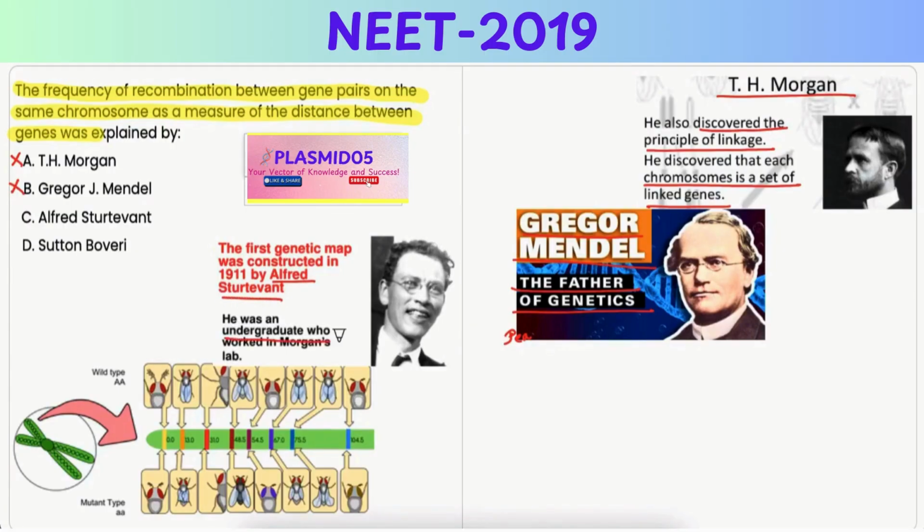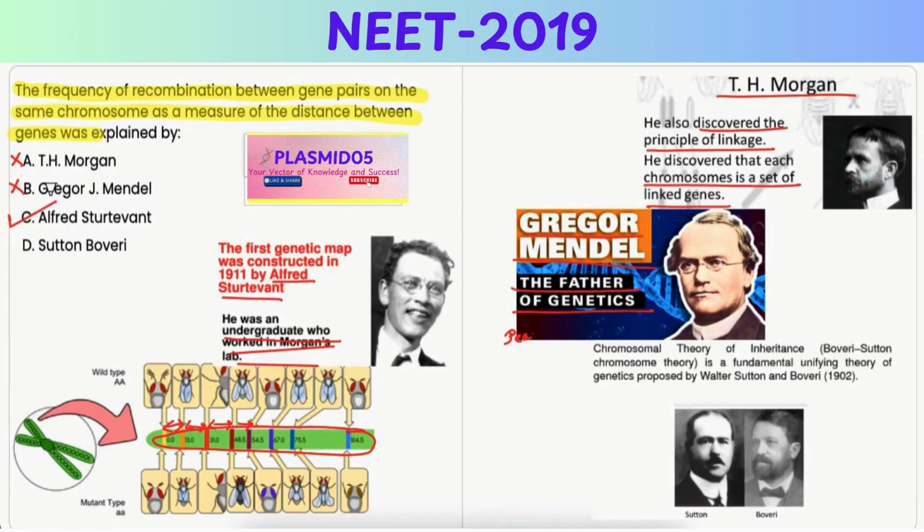Morgan developed the concept of using recombination frequency to measure the distance between genes present on the same chromosome. He created the first genetic map based on recombination frequencies, and he established that the frequency of recombination is directly related to the physical distance between genes. Hence, this is the correct option.